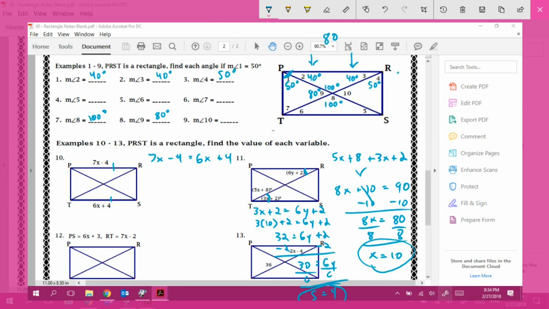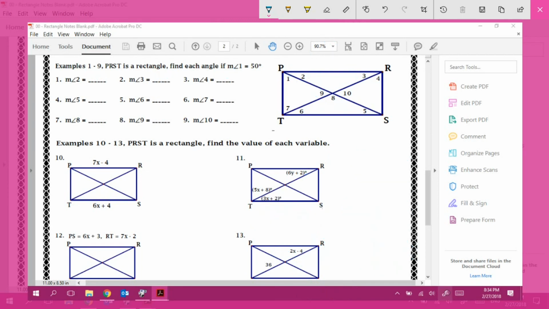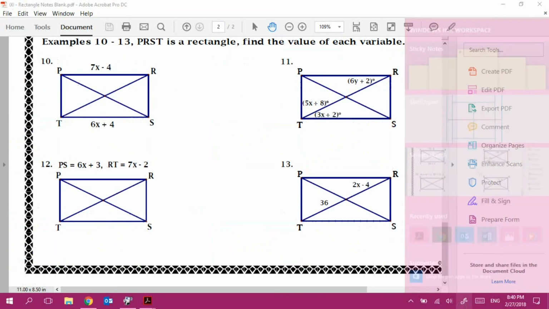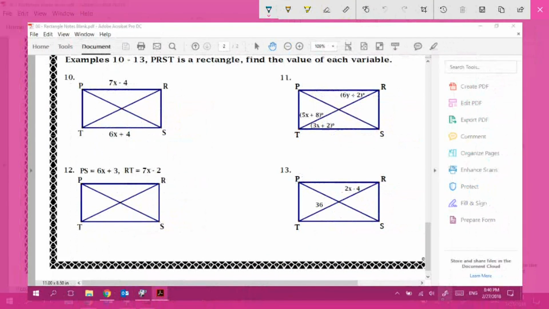Now I'm going to erase everything so I can get some more space. Lastly, numbers 12 and 13. On number 12, we're going to have to label here. PS, that's right here. This whole thing is 6x plus 3. Then RT, that's this other diagonal. That is 7x minus 2.